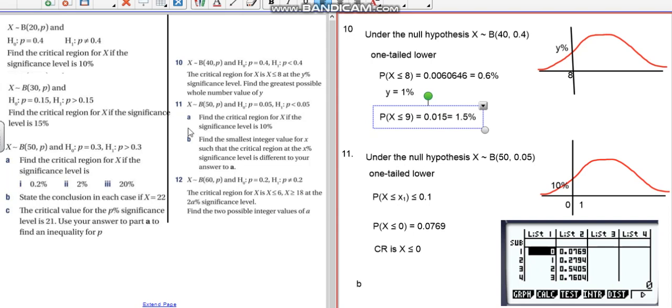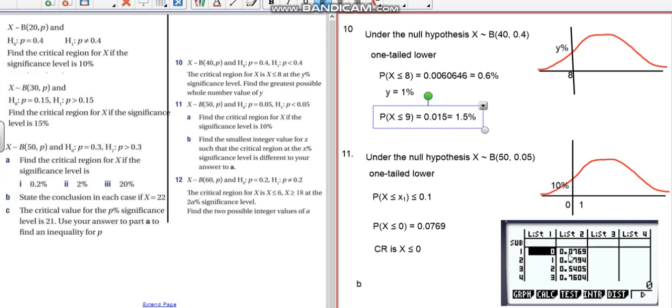Okay, question 11. So again, under the null hypothesis, X is binomial 50 and 0.05. And again, we're looking at a one-tailed lower. Find the critical region for x if the significance level is 10%. So there's my 10%. Again, on my calculator, I'm looking for the first value where the probability is less than 0.1. So I've got it here.